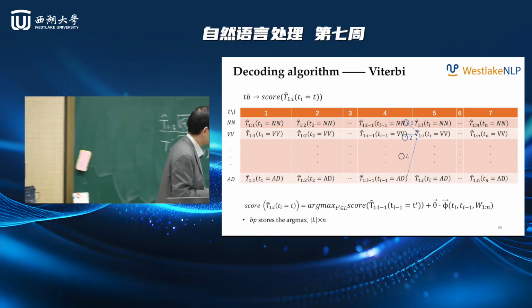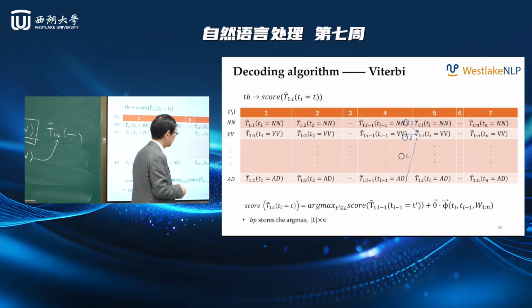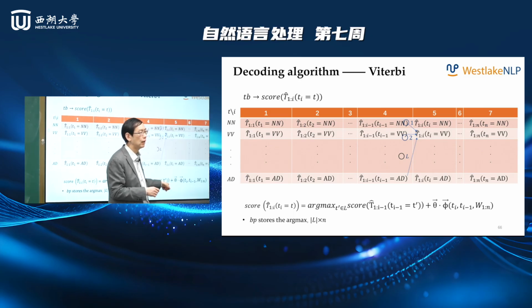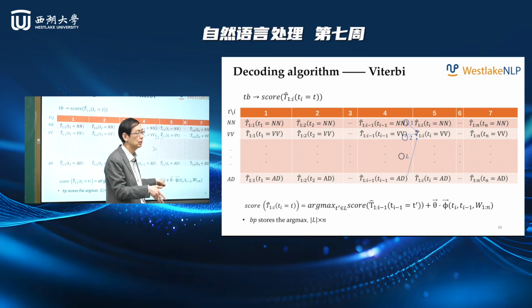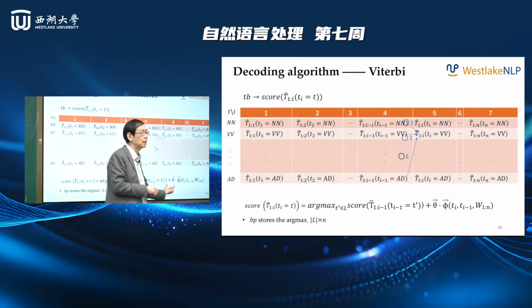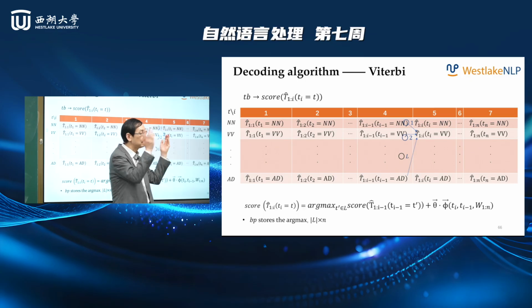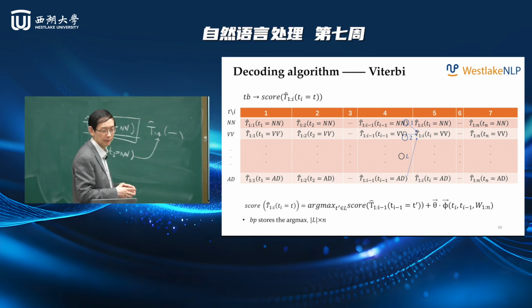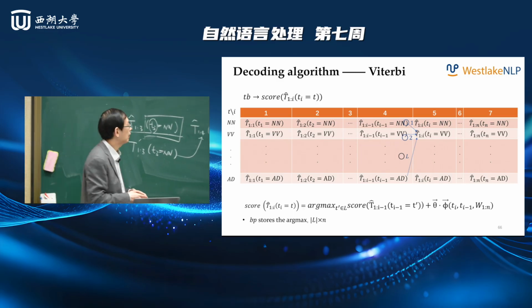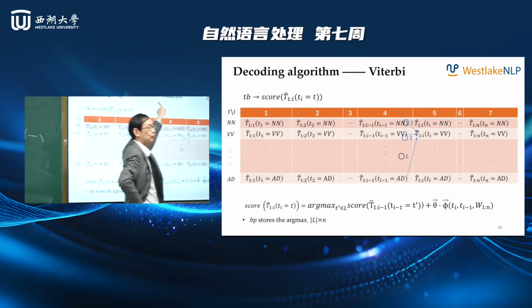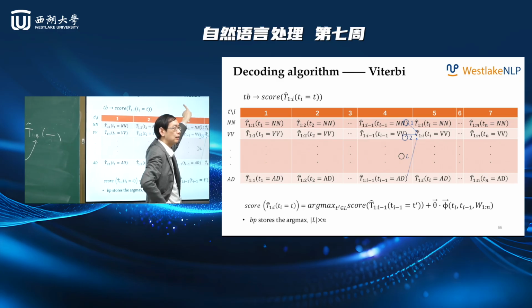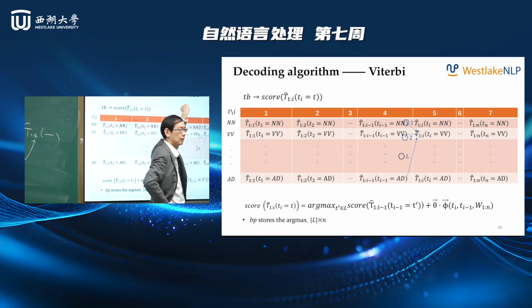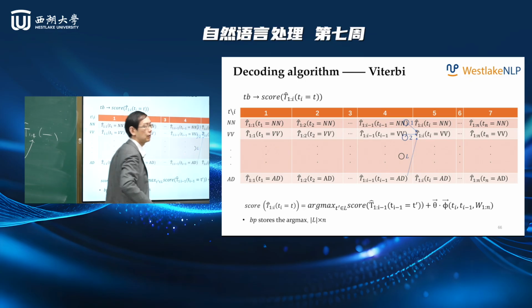So the only difference between the decoding algorithms for the 3 models is the incremental part, right? One is emission times transition. One is the theta dot phi probability, right? The probability, a softmax of theta dot phi. And this time, it's simply just theta dot phi. And all these 3 algorithms are named after the famous American mathematician Andrew Viterbi. So these are called the Viterbi algorithm.